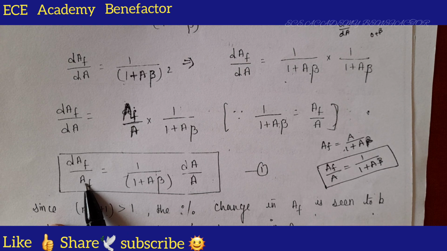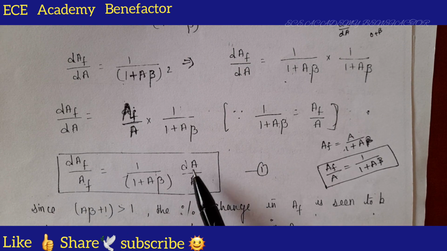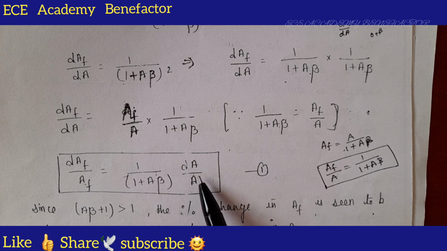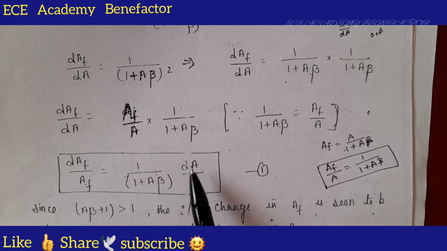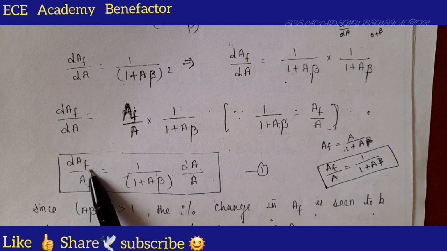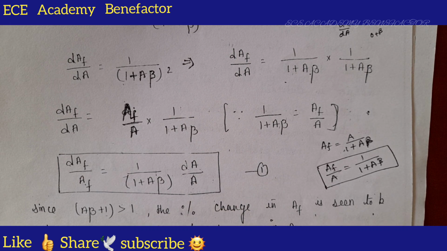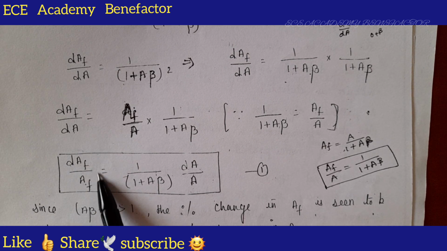What is this dAF by AF telling? It is a fractional change in AF, and dA by A is a fractional change in A. This is an open loop gain and this is a closed loop gain: gain without feedback and gain with feedback. Okay. So what do we observe? This is a fractional change.